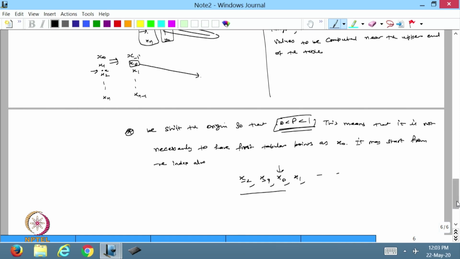So, I should stop here. Today we have discussed how the error propagates in the finite difference table, and then we discussed the Newton forward difference formula to approximate the value at any x, where x lies in the upper part of the finite difference table. We will continue with this in the next lecture.